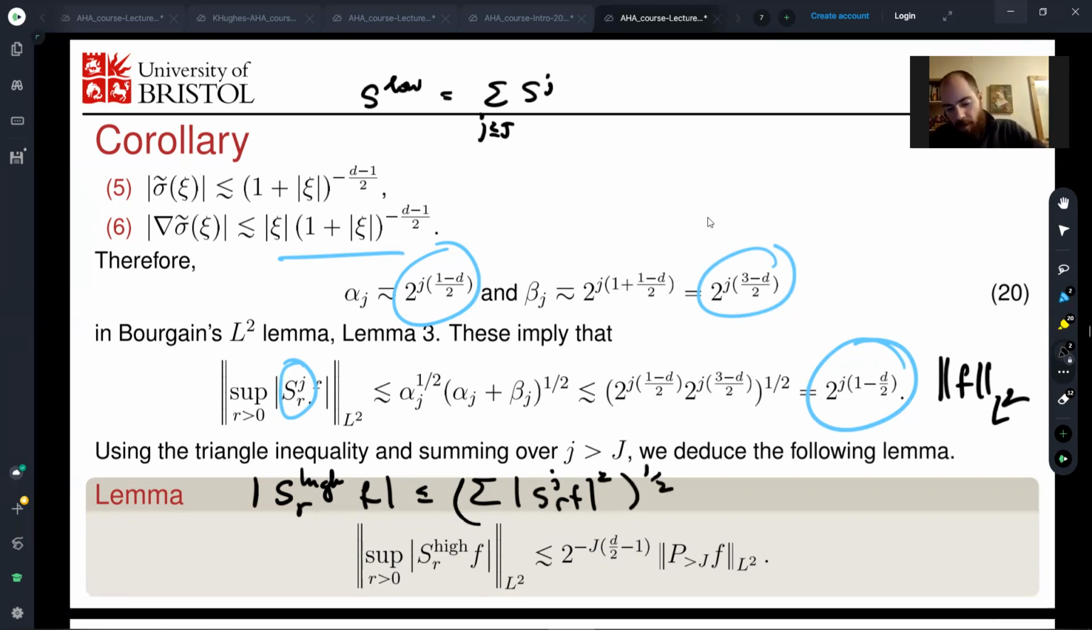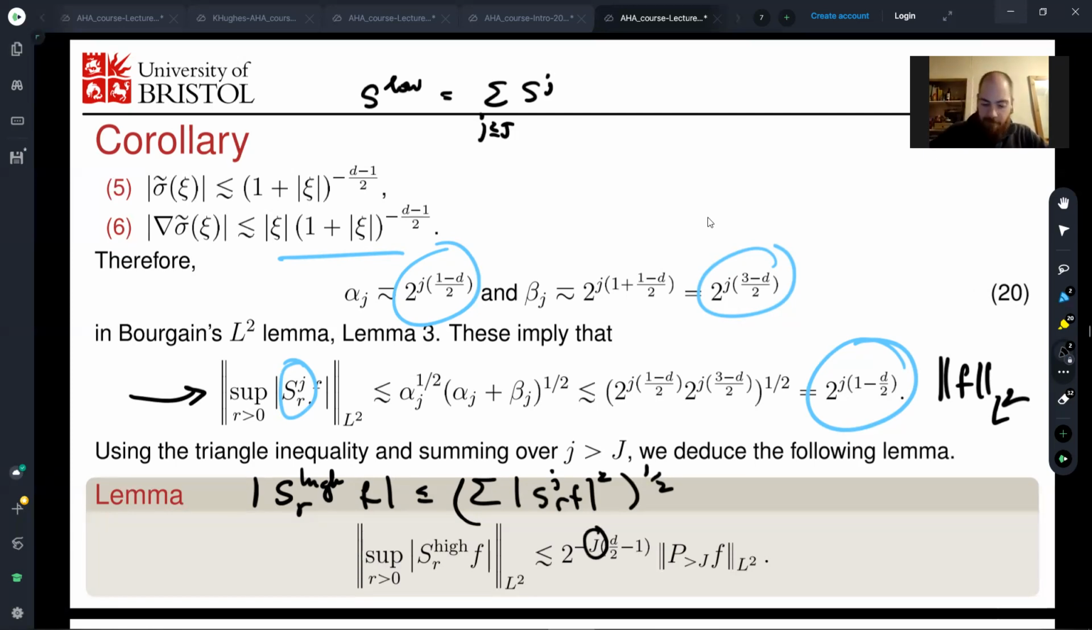And you just get to sum up these bounds. And since that is 2 to the j and the smallest j is big J, you get that bound. And so what this tells us is that on L2, the high frequency piece of the spherical maximal function has a lot of cancellation, and you see this manifested in the L2 norm.